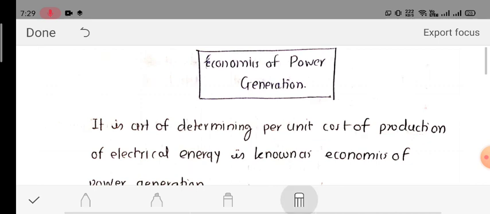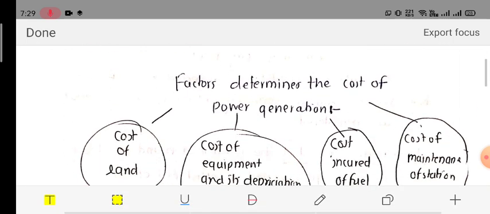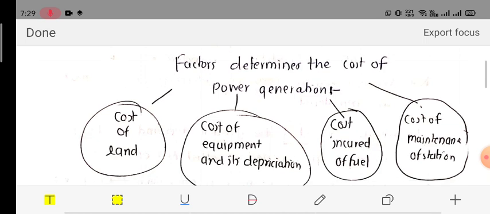To determine the cost of generation, we need to see different factors, like the different costs, and also factors like load factor and power factor. Now we will first dig into the cost associated with power generation.